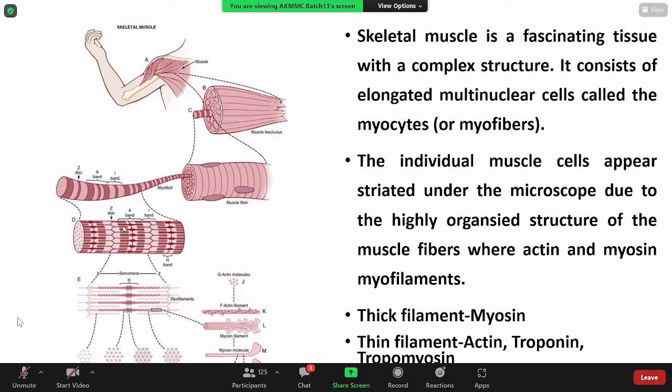Okay. Now we will talk about the A band. In the A band, we can see that this is the dark portion. This dark portion contains thick filaments, that is the myosin filaments. And in these myosin filaments, there is another structure, that is the H band. What happens in the H band? Here, the actin and myosin overlap.